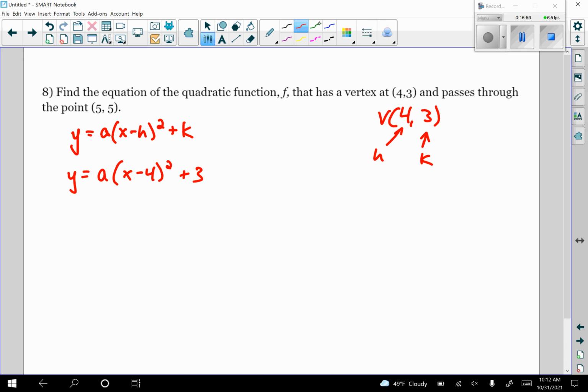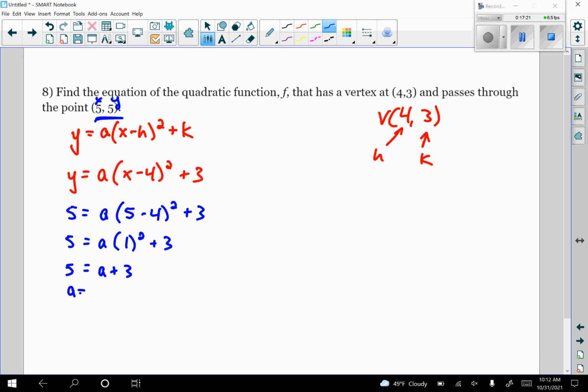Now we have to find a, so we're going to use the point (5, 5) for x and y. We get 5 equals a times the quantity, x is also 5, minus 4 squared plus 3. So we get 5 equals a, this will be 1 squared, plus 3. 1 squared is 1, so we just get a plus 3. So a is going to equal 2. So our final answer: y equals a, which is 2, times the quantity x minus 4 squared plus 3.